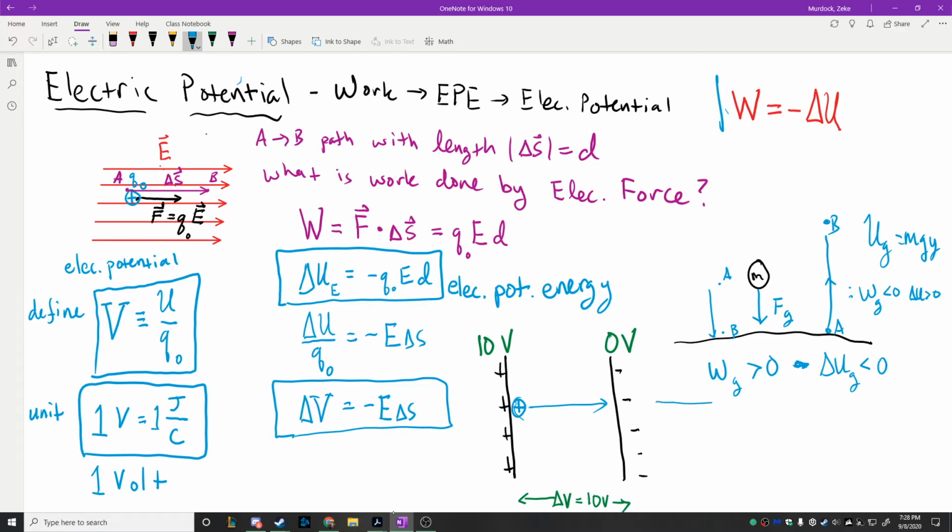And that's a general statement that we can make. Positive charges tend to move from high potential, high voltage, to low voltage. And again, if you want to replace this with gravity, instead of 10 volts, you make it 10 meters and 0 meters, and say massive objects tend to move from high elevation to low elevation. That's what voltage represents. It's like elevation, effectively.